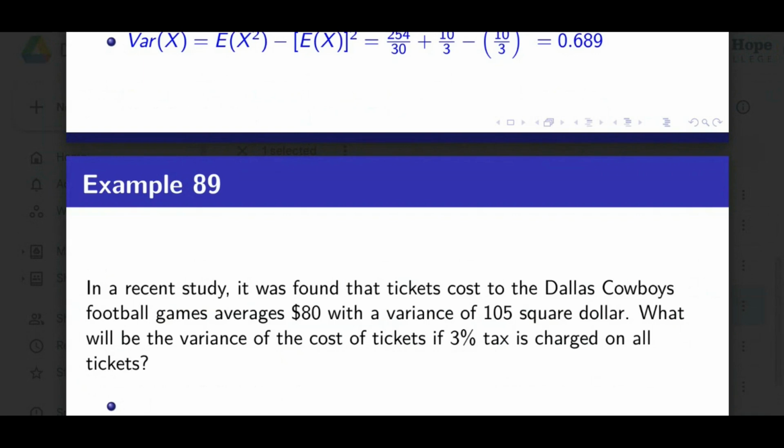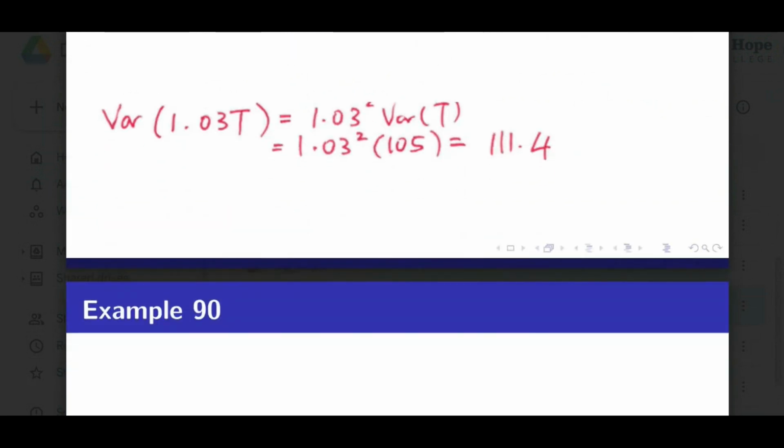Var. A 3% tax is tantamount to saying that the cost of the ticket now is going to be what? 1.03x. So what are you looking for? You're looking for var of 1.03x, which according to the rules of variance, what is that? 1.03 squared var x. That's right. So it's not a difficult problem at all. Something like that. Okay, easy enough.